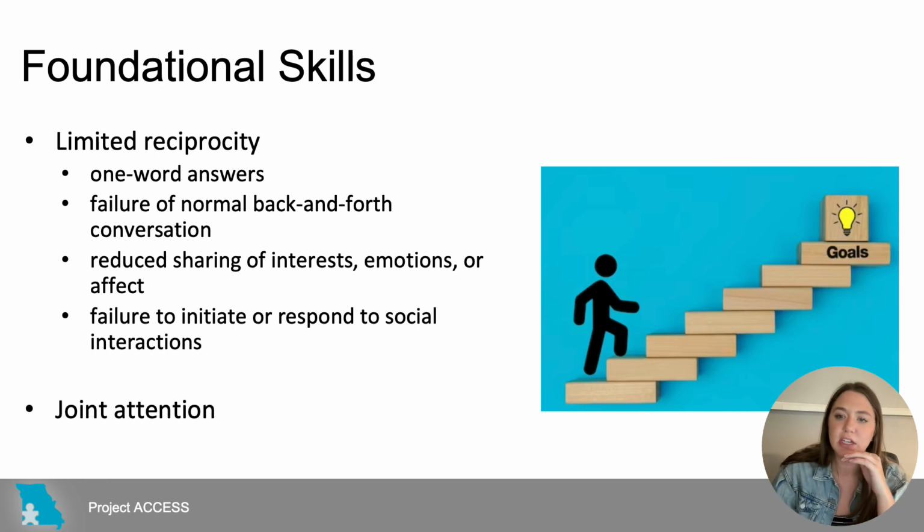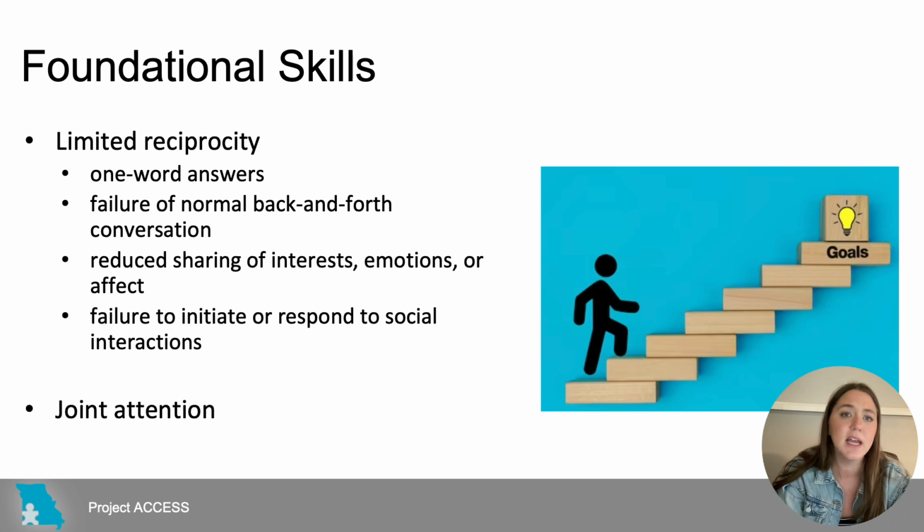Next, we're going to talk about foundational skills. Foundational skills are the basics of social skills, and they're often deficits for our students with autism. Limited reciprocity could look like one-word answers or failure to have that natural back and forth and conversation flow. So for example, if you're talking with a person or a student with autism is engaged with a peer in conversation, they might not look like they're interested or paying attention or understanding because they might not respond to what the person is saying, and if they do, they will often turn the conversation into something that's of interest to them, or those perseverative interests.